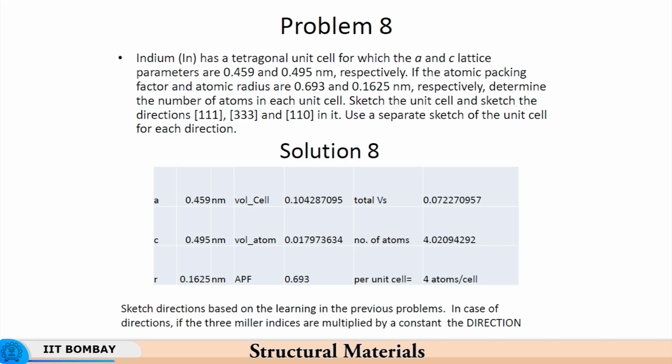So the atomic packing factor gives the volume of the spheres divided by the volume of the unit cell, right. So you have 4 atoms present per unit cell, the number of atoms present is 4 per unit cell, that is what it means.